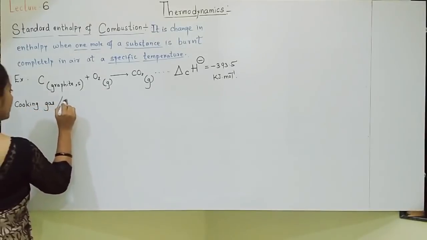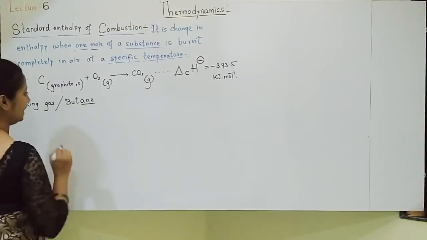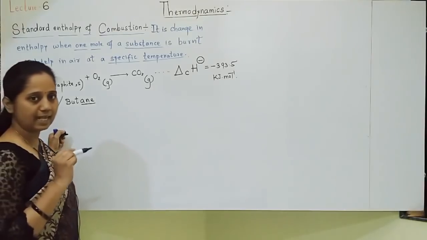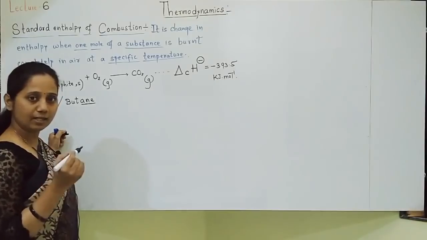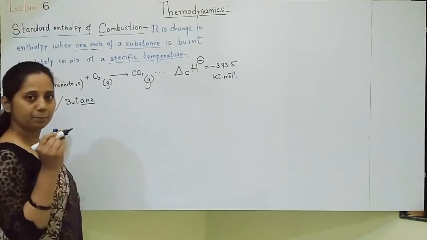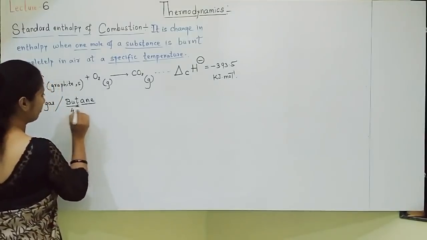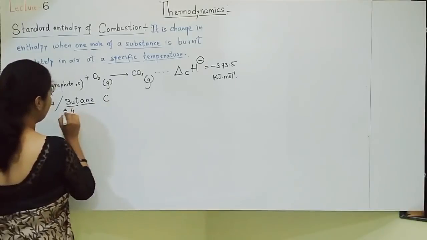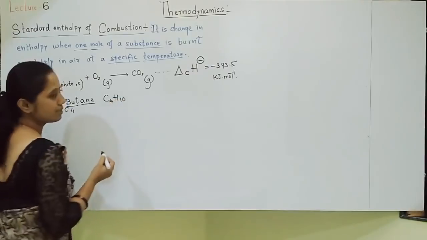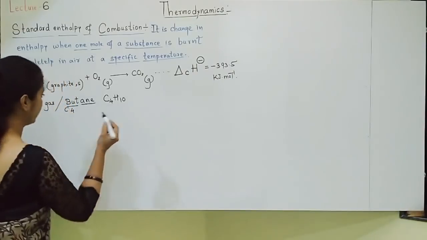Cooking gas is which, students? Butane. Students, see the spelling I am writing, A-N-E. The suffix A-N-E indicates that it is an alkane. For alkane, the formula is CnH2n plus 2. Butane means carbon 4. So I will write the formula C4, double plus 2, means C4H10. Now understand how to write the equation.